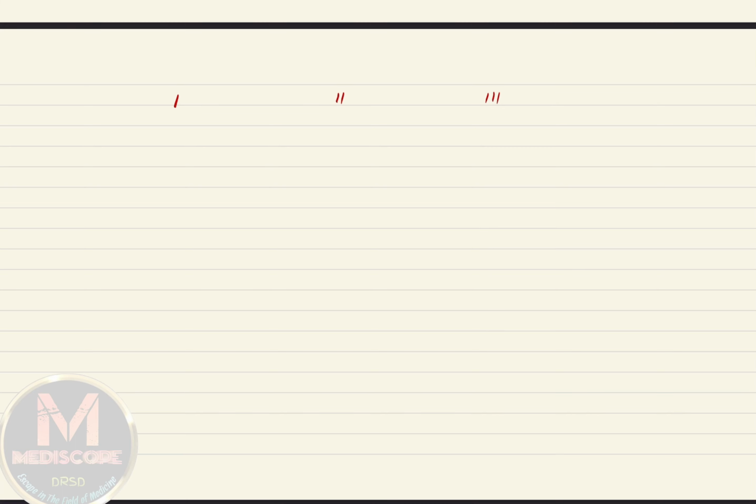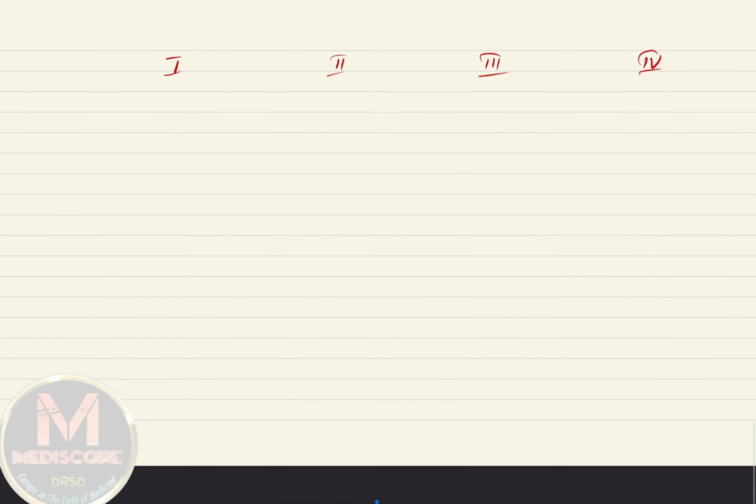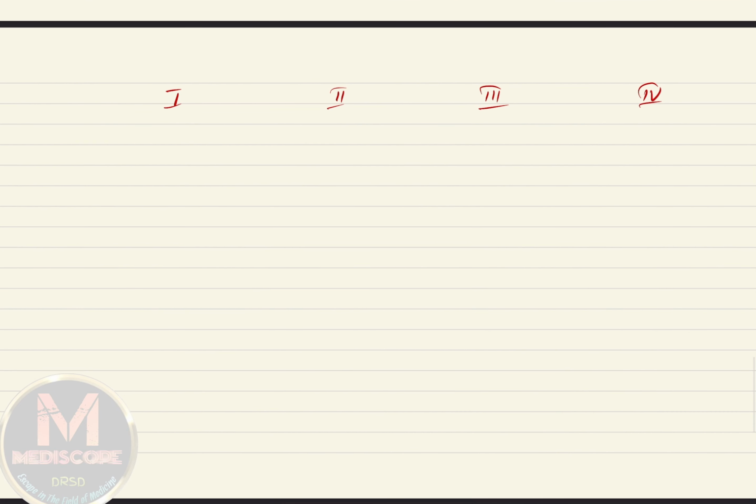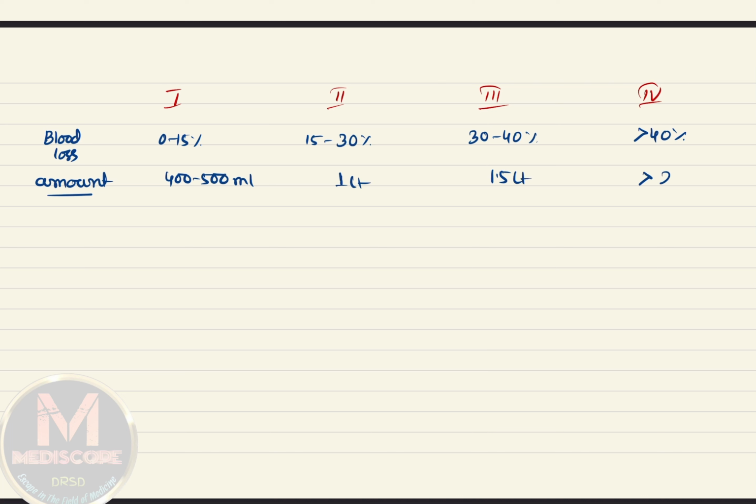So if I have to consolidate all the things here, stage 1, 2, 3 and 4 of hypovolemic shock. First we'll be talking about the blood loss: 0 to 15%, 15 to 30%, 30 to 40% and more than 40%. The amount of blood that is lost is around 400 to 500 ml in stage 1, around 1 liter in stage 2, around 1.5 liters in stage 3 and more than 2 liters in stage 4.